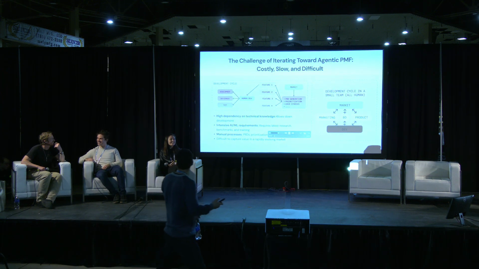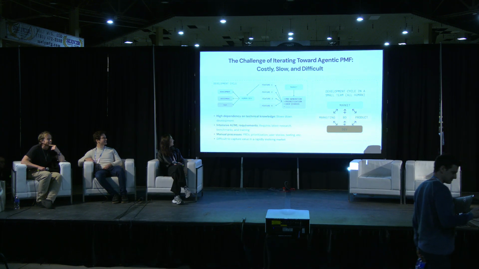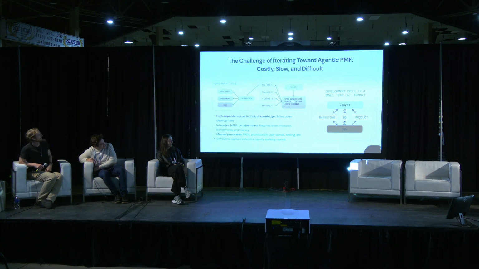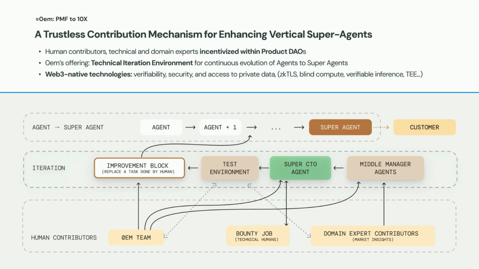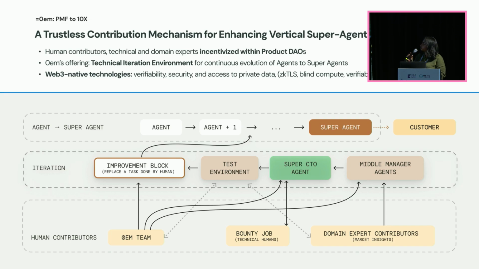Hey everyone, my name is Anjali, and we've been building agents for a minute, and we've recognized that iteration towards product market fit is very costly, slow, and difficult. But most processes that are being done in siloed agent teams can actually be automated end-to-end by having agents do this process. So we're building a trustless contribution mechanism towards enhancing vertical super agents. So kind of tracking improvement blocks through domain experts, completely managed in an iteration layer end-to-end by middle manager agents.